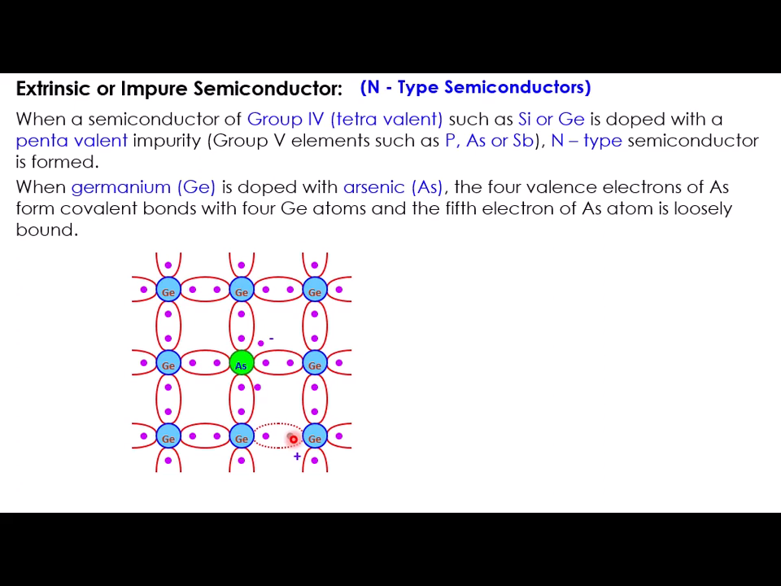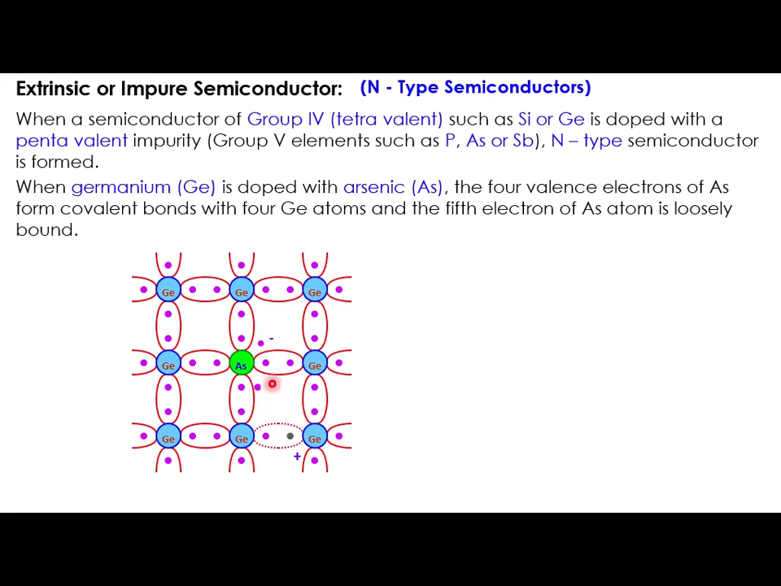The second process that will happen is that this fifth electron of arsenic will go up to the conduction band and be freed, and there will be no corresponding hole in the valence band for this fifth electron of the arsenic atom. And the third process that will happen is that there will be recombination also.